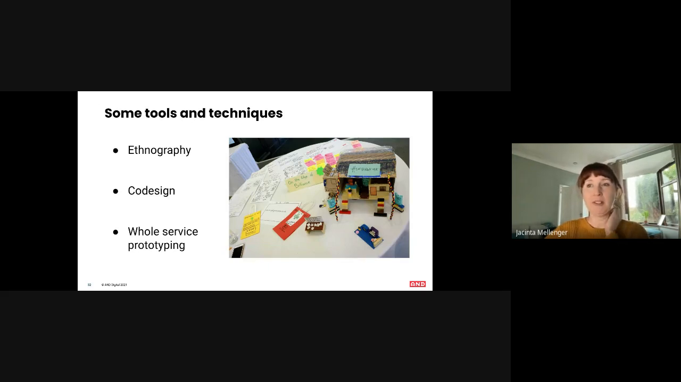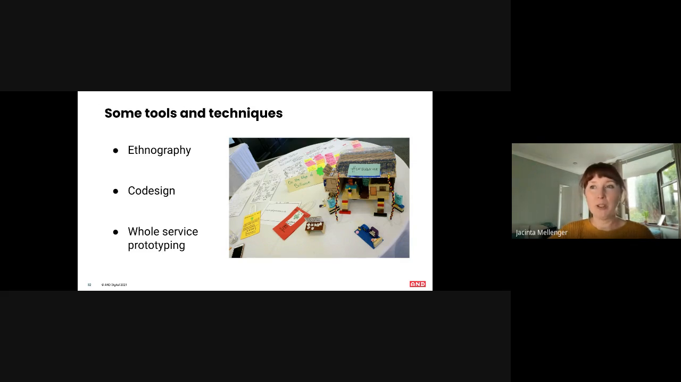So there's obviously lots of tools and techniques, but I'm just going to talk about 3 of them today that are quite common. Many tools and techniques that we use in this space put an emphasis on ways to improve understanding, collaboration, and sharing power with service users regarding decisions that affect their lives.